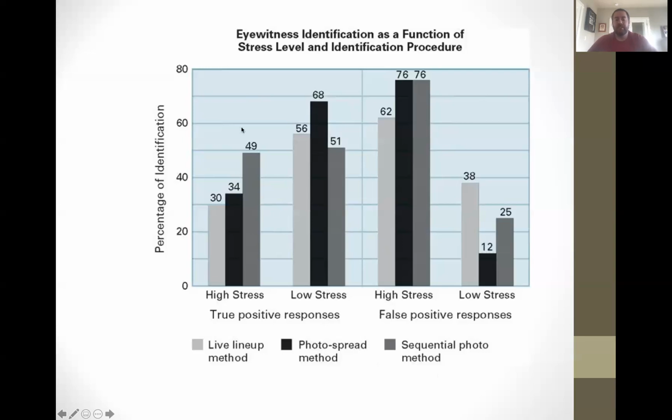And again, in high stress, the sequential is definitely the best one, that you let them just look at one photo at a time and then move on. Unfortunately, we also see it have a high false positive response as well. But again, hopefully nothing is ever reliant on a single witness statement. There's evidence and things like that to also back up what the witness is saying.